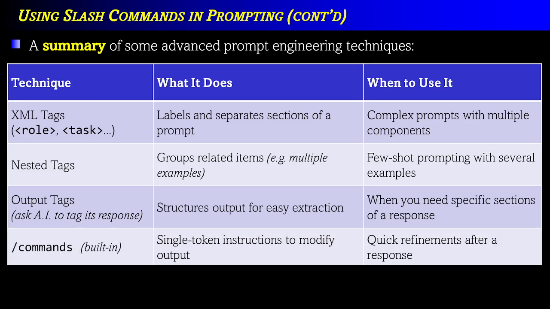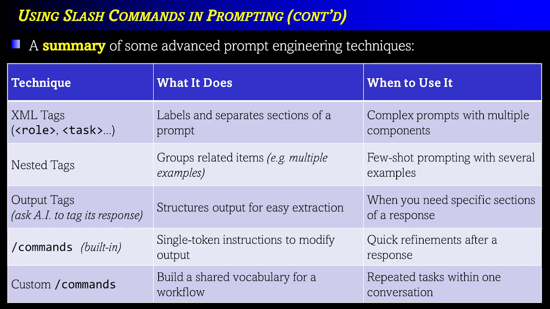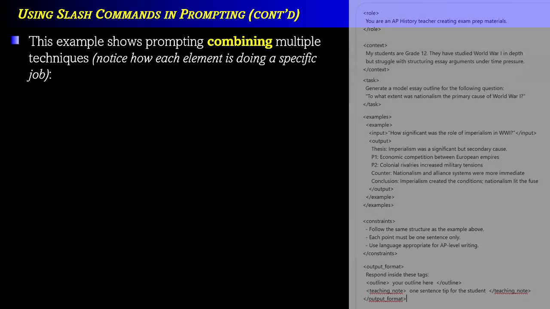And slash commands, the built-in slash commands, what they do is give single-token instructions to modify the output, and I want to use them when I want to make quick refinements in the iterative phase after a response. When should I define custom commands? When you want to build a shared vocabulary for a workflow with an LLM. We use it when we want repeated tasks within one conversation.